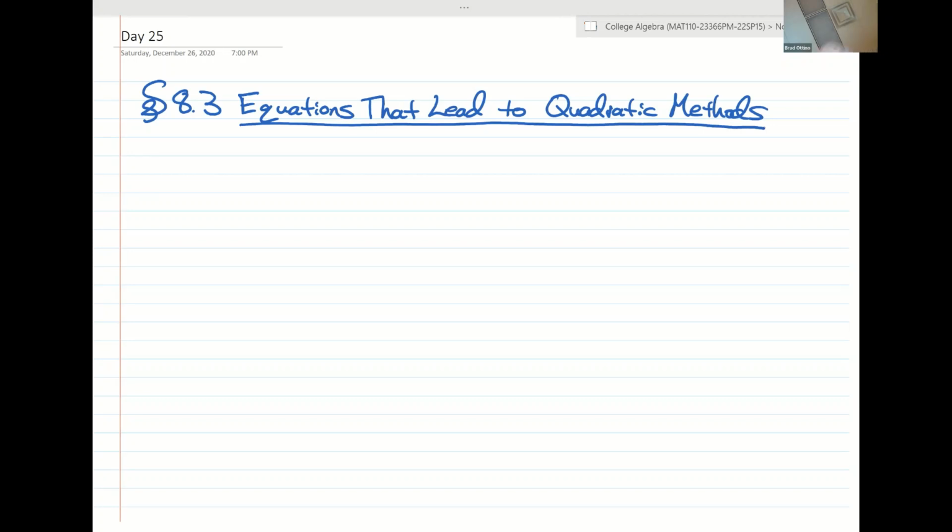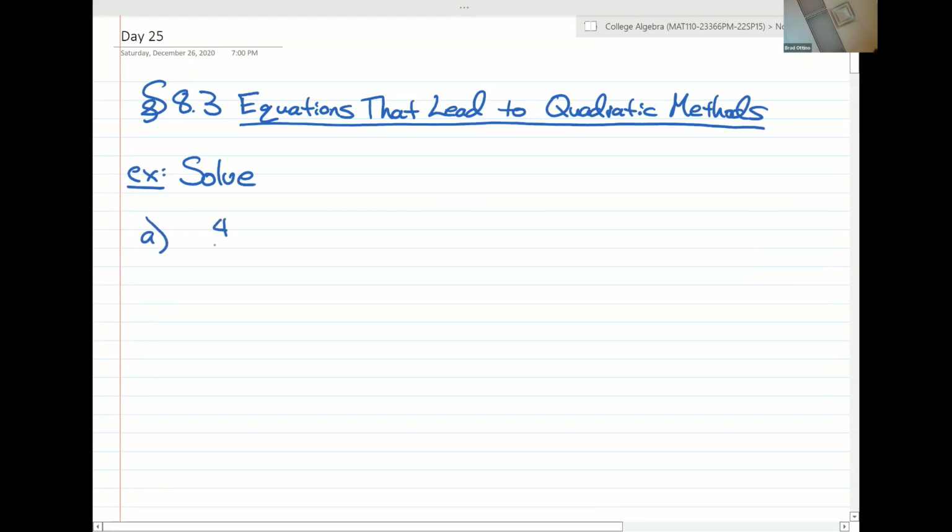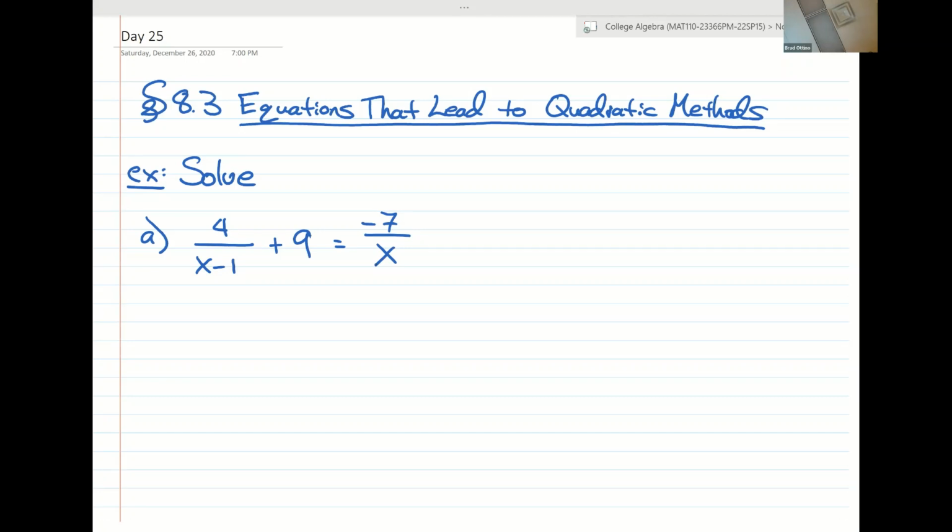So, first thing I want to do to get started is just review. Say I asked you to solve 4 over x minus 1 plus 9 is equal to negative 7 over x. We have seen problems like this before, but they never turned into quadratic equations. So does anyone remember how we solve problems like this?